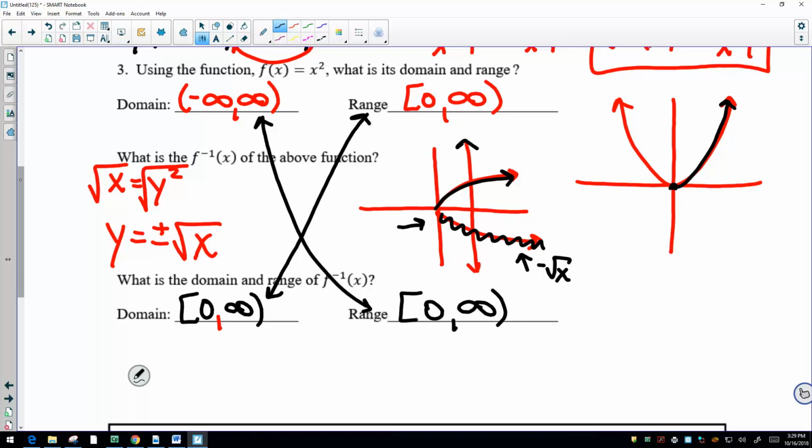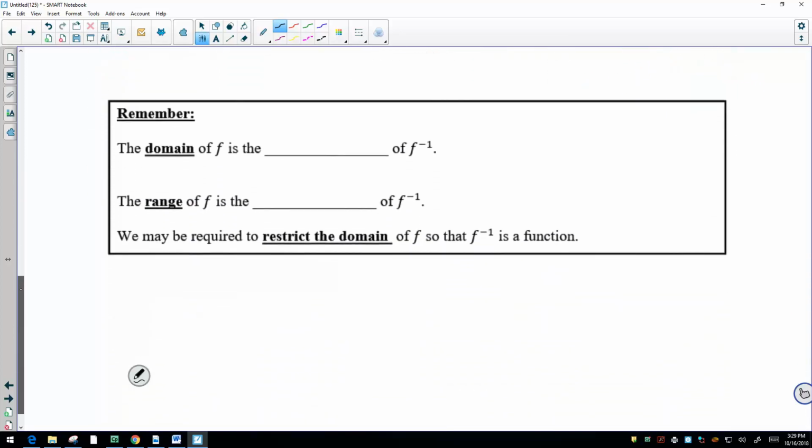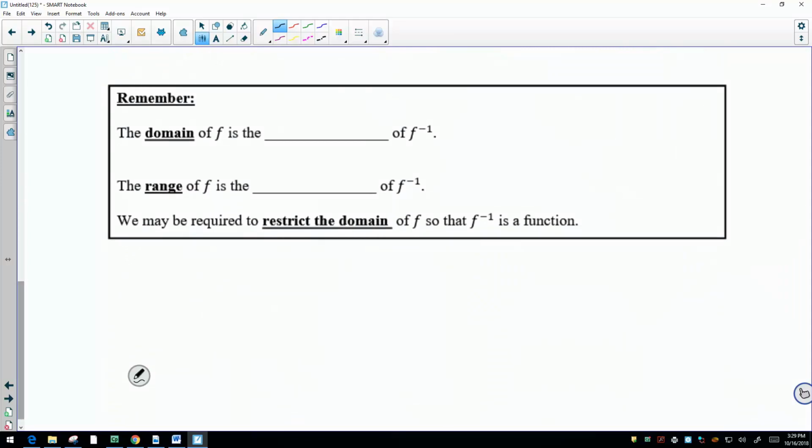So on the bottom here, just a little side note, maybe to simplify it. The domain of the original function is the range of the inverse, and the range of the original function is the domain of the inverse. And we may have to restrict the domain of the original, keep in mind, just so that we get the inverse to actually be a function. We'll see this come up with our trig functions as well once we get into those.